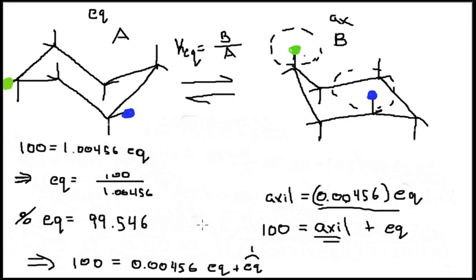99.546. And that also implies that the axial percentage is 100 minus that amount, and that's equal to 0.454%. So that's how you run that calculation. So we know that now at equilibrium, or just at room temperature, the equatorial is much more favored than the axial. So we see a lot more of those. Alright, thanks.